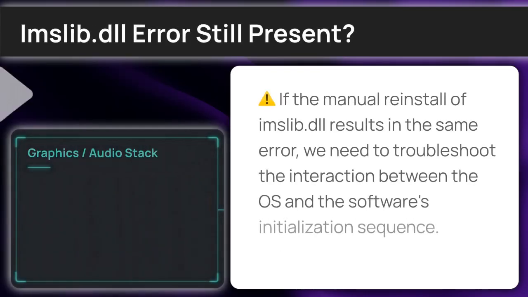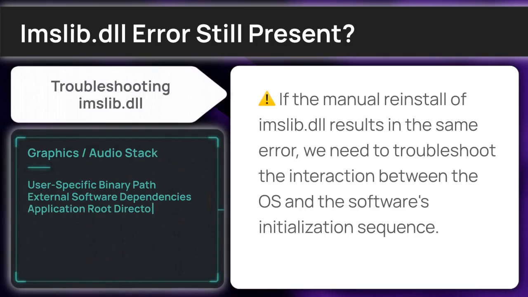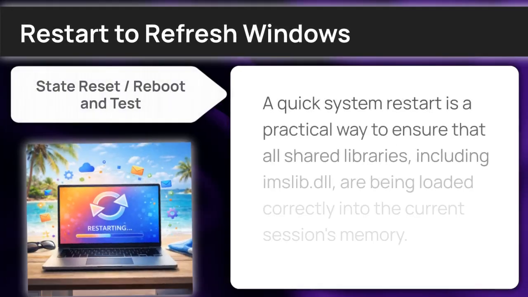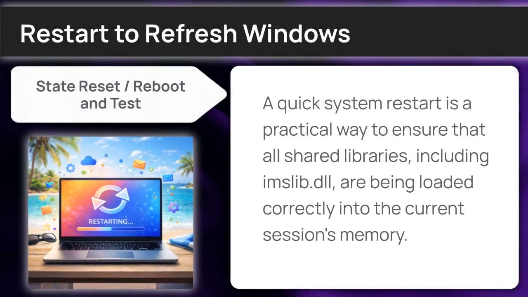When a standard reinstall doesn't cut it, we move to advanced diagnostic steps to ensure the system is properly configured. A full system restart ensures that no background processes are currently locking the Imslib library file. A fresh boot allows Windows to reinitialize its library map from a clean state.